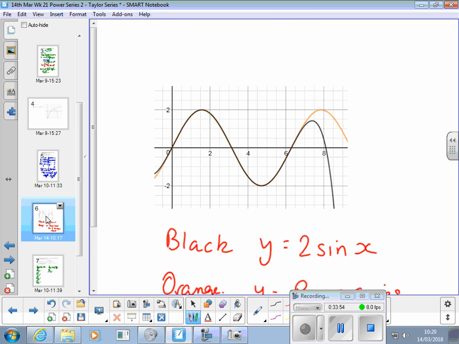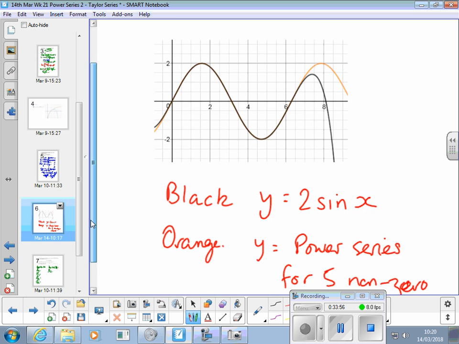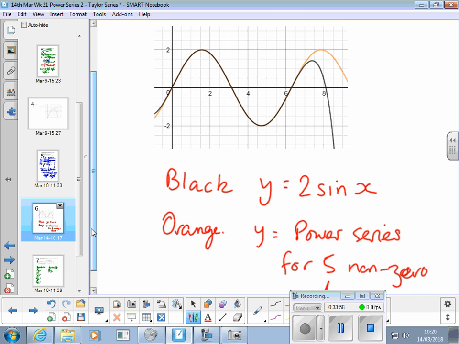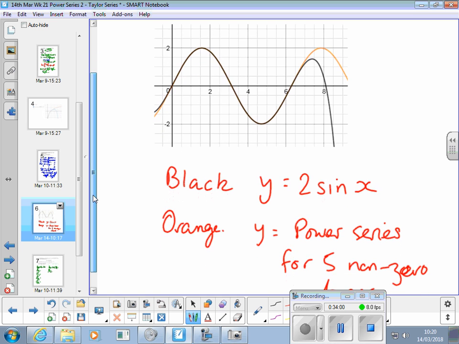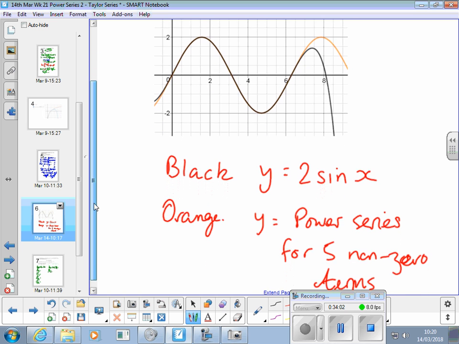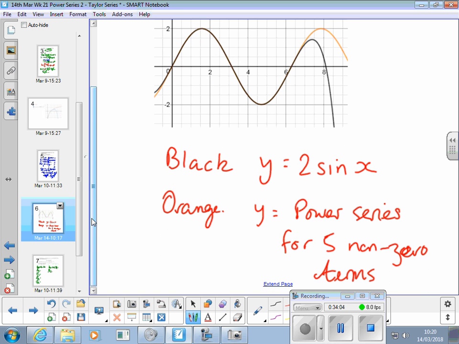Right guys, in the board notes which I'll put on the website, I've just added a screenshot of those two graphs superimposed on each other and made the note that the black one is the function y is equal to 2 sine x, and the orange one is where y is equal to the power series for the 5 non-zero terms that you discovered. So I've just added that to the board notes for this week.